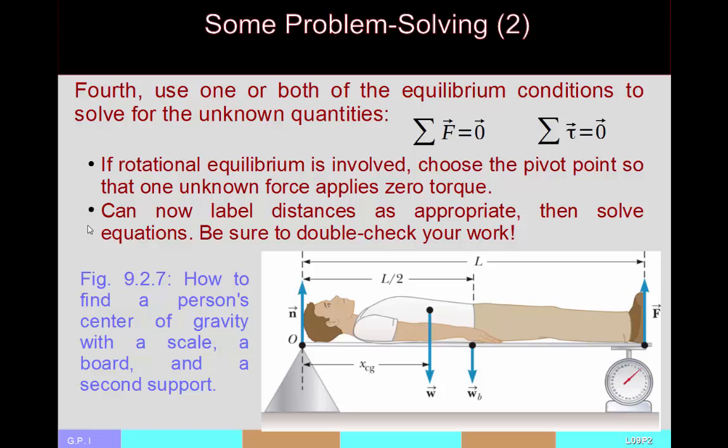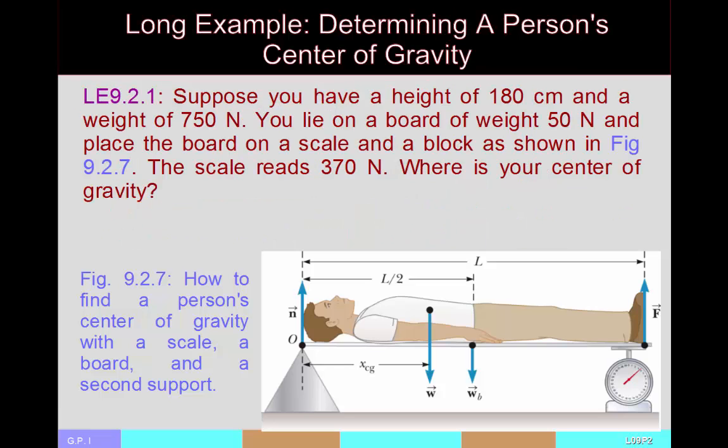And last but not least, you solve your equations and then you can double check your work. For example, once you solve for what the normal force is and where the center of gravity of the person is, you might change your axis of rotation to somewhere else and see if you still get 0 torque on the system.